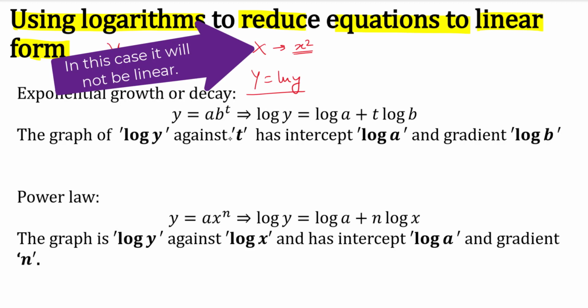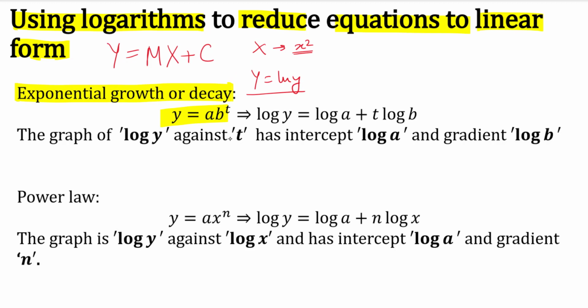So there would be two cases. One is exponential growth or decay, of this form. We'll take the log. We can use the properties: a product means a sum, and then the power comes down as a multiplication, so log y becomes this. Now if we compare, we get y equals mx plus c, where t is the variable and this is a constant. So if we draw the graph of log y against t, we'll get the intercept as log a and the gradient as log b.